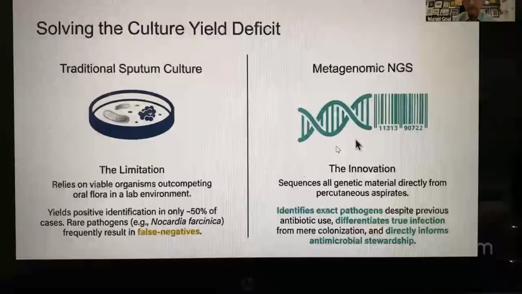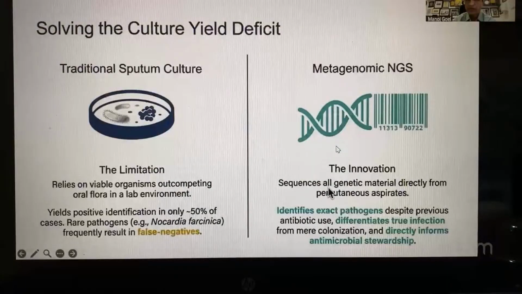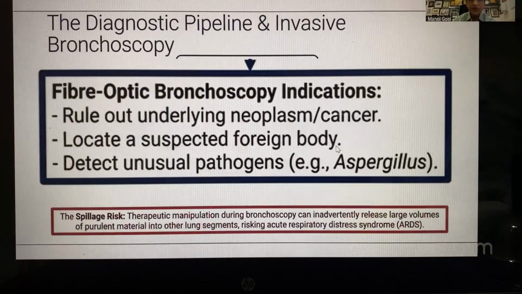To solve the culture yield deficit of sputum, now we have NGS, of course, available in some of the hospitals. The NGS sequences all genetic material, and especially if you get the material from the percutaneous sample, that becomes more diagnostic. The advantage of the NGS is that it identifies exact pathogens despite previous antibiotic use, differentiates true infection from mere colonization, and it can also help in antimicrobial stewardship.